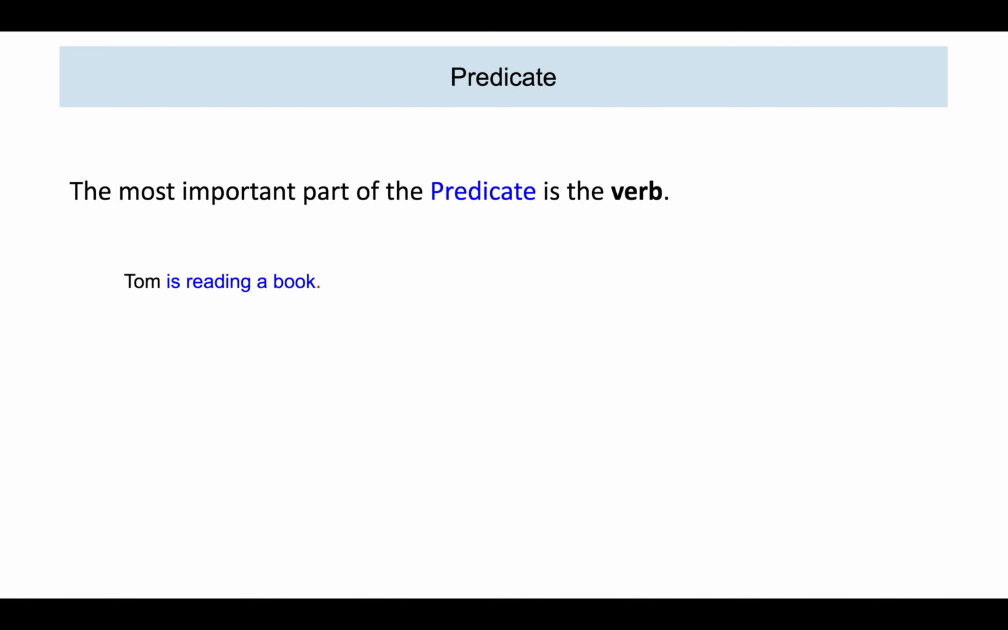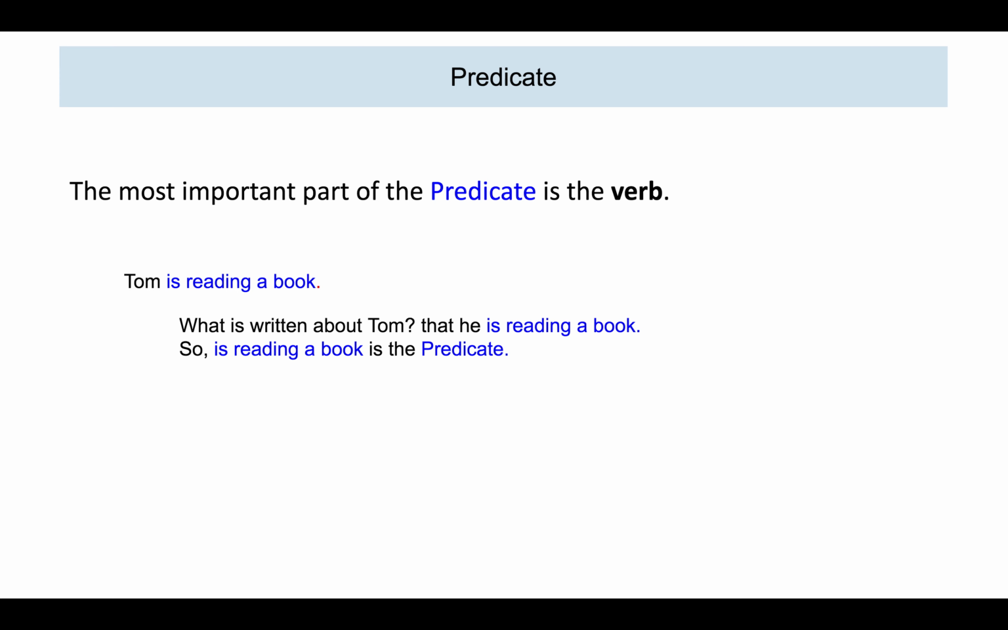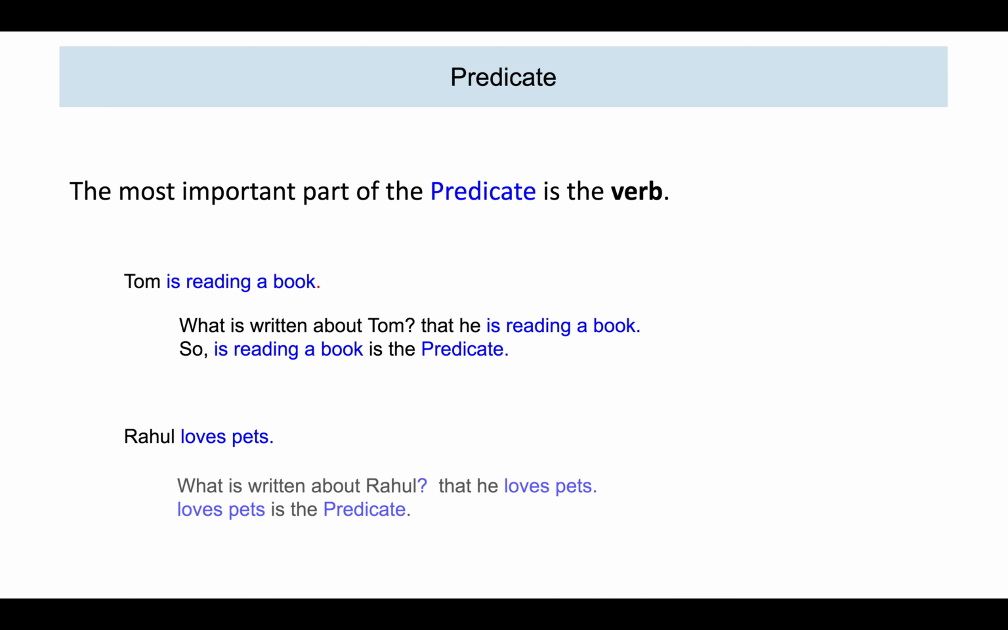Now, we already know how to identify the subject. The subject is Tom. Now, what has been said about Tom? That he is reading a book. So, is reading a book becomes the predicate. Rahul loves pets. Who's the subject? Rahul. What has been said about Rahul? That he loves pets. So, loves pets is the predicate.